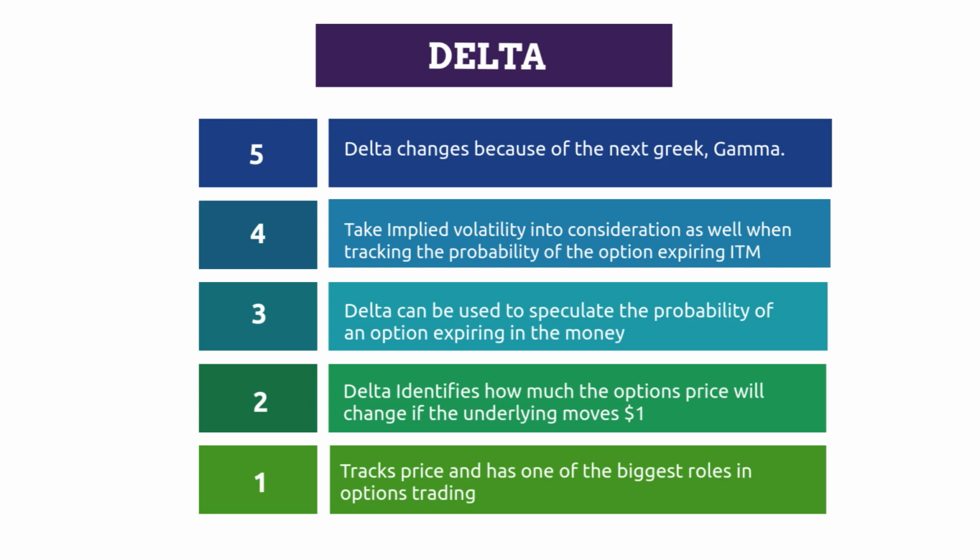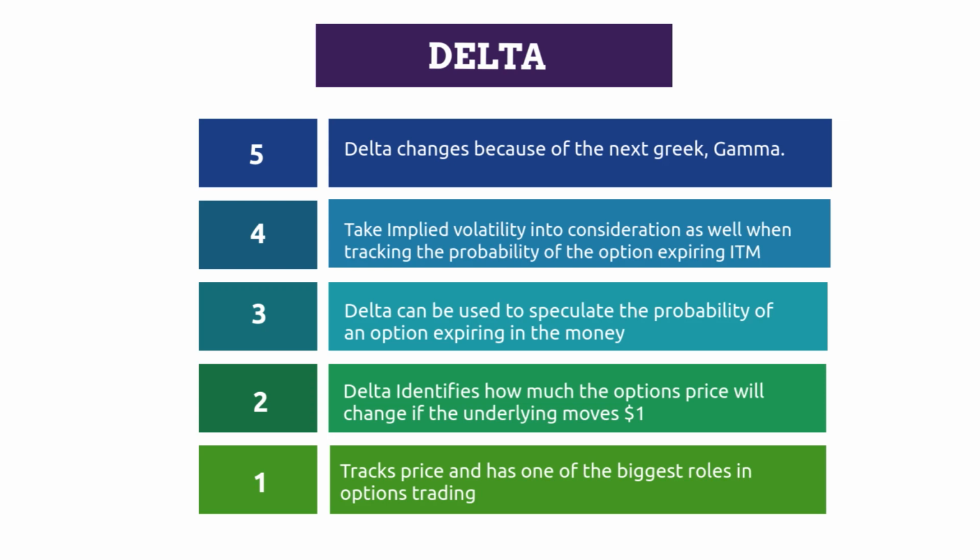Delta will change as the price of the underlying fluctuates. This change is due to the next Greek, gamma. Gamma is delta's partner. If an option has a delta of 0.30 and a gamma of 0.05, and the underlying goes up $1, then the premium will increase by 30 cents. Now, since gamma is 0.05, if the stock moves another $1 up, the premium will move 35 cents because you add delta and gamma together.